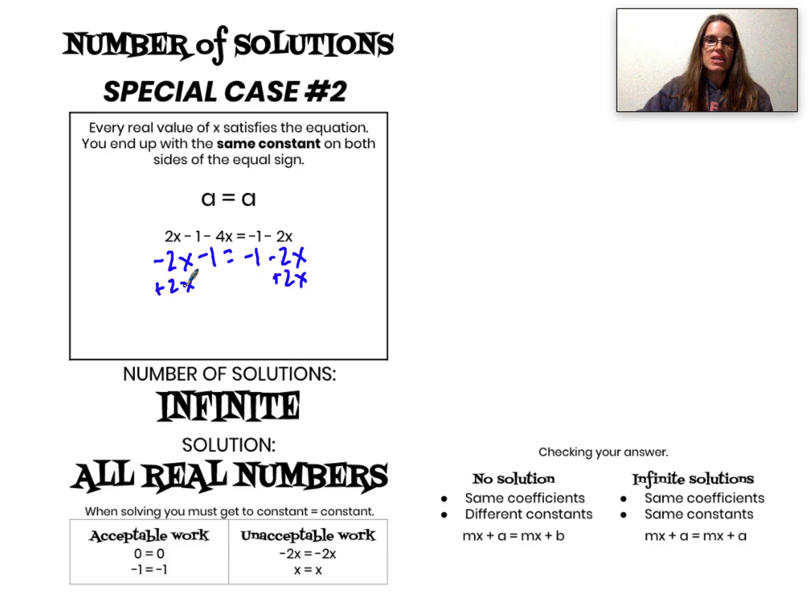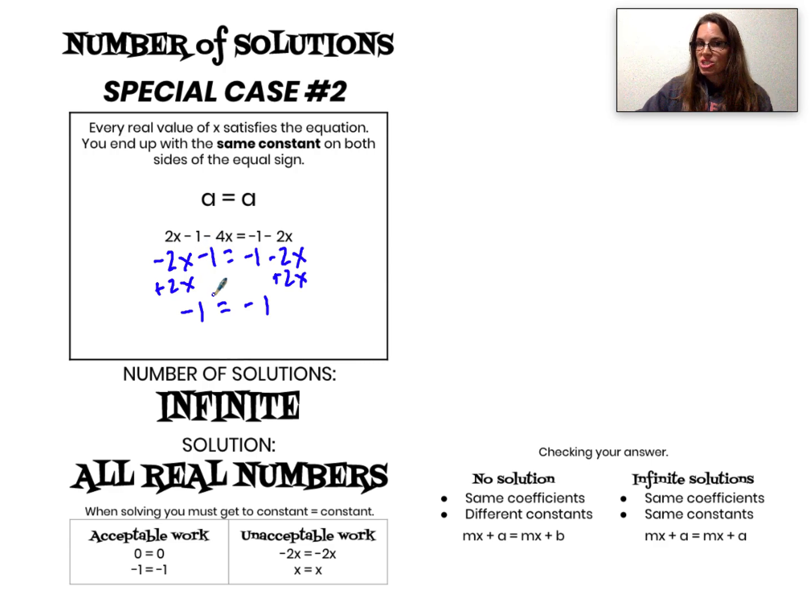Negative 2x minus 1 plus 2x, I just end up with negative 1 on the left-hand side. On the right-hand side, I have negative 1 minus 2x plus 2x. So I end up with the same constant. So when I end up with the same constant on both sides of the equal sign, I have a true statement. Any value of x will make this equation true.